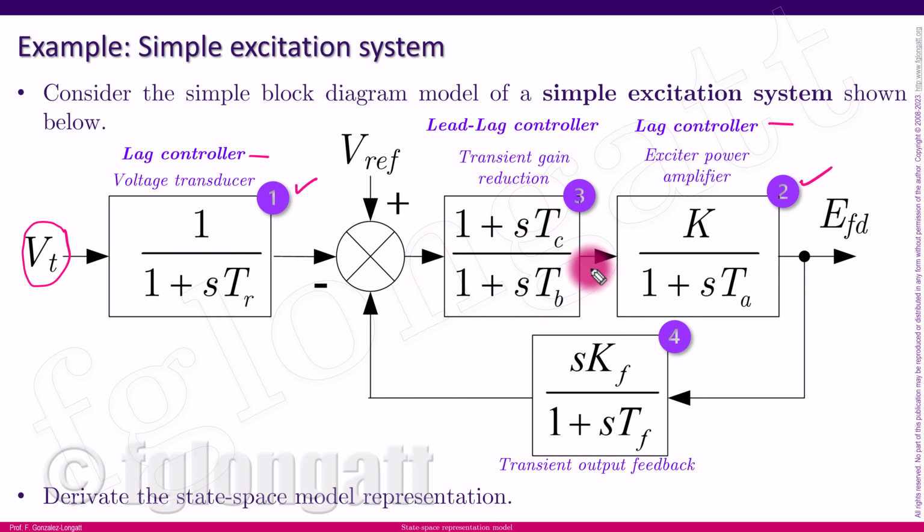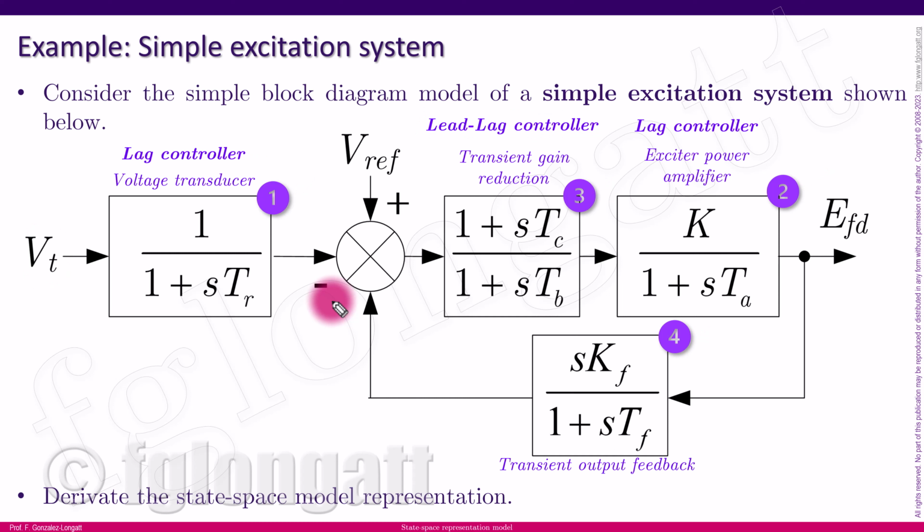Then we have the core of this excitation system, that is the transient gain reduction, that is block number 3, and this is a beautiful lead lag controller. Finally, we have block number 4, that is the feedback, and over there you can see the name is transient output feedback, and that is the final block to describe this closed loop controller that represents the excitation system.